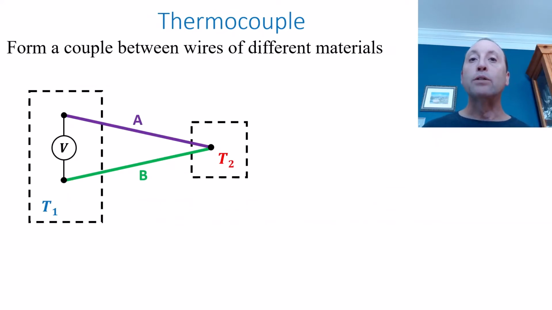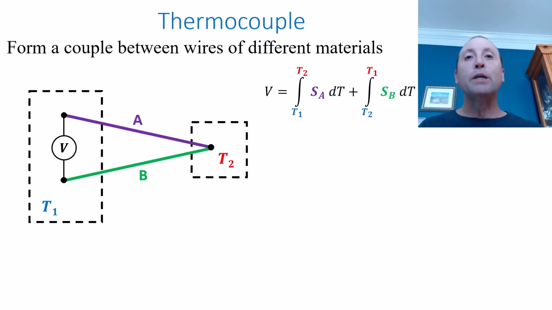If we take wires of two different materials and connect them together, we can make something called a thermocouple. That's what I've shown here. There's a wire of material A, joined to wire B, and that joint is in an environment where the temperature is T2. The other ends of the wires are in a different environment at a temperature T1, where we can measure the voltages that exist between those two wires.